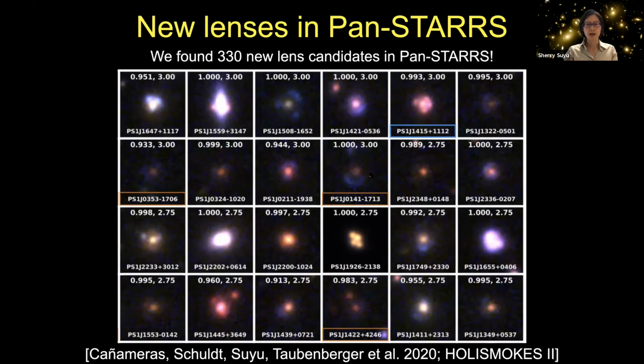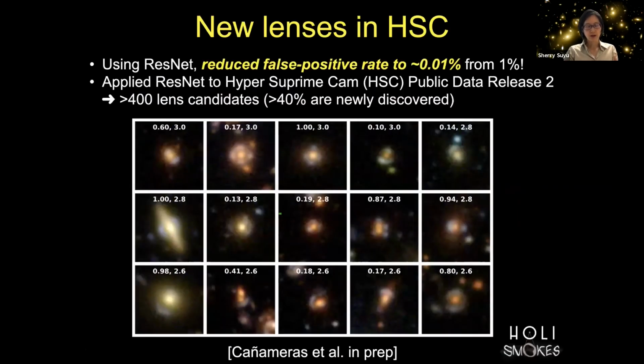As you can see, most of these show visible arcs. They're all very promising, and actually a few are recovered real lens systems. Recently, we have improved our neural network approach. Building upon the CNN, we actually use a residual neural network. And this allows us to reduce the false positive rate to about 0.01% from the 1% of the CNN.